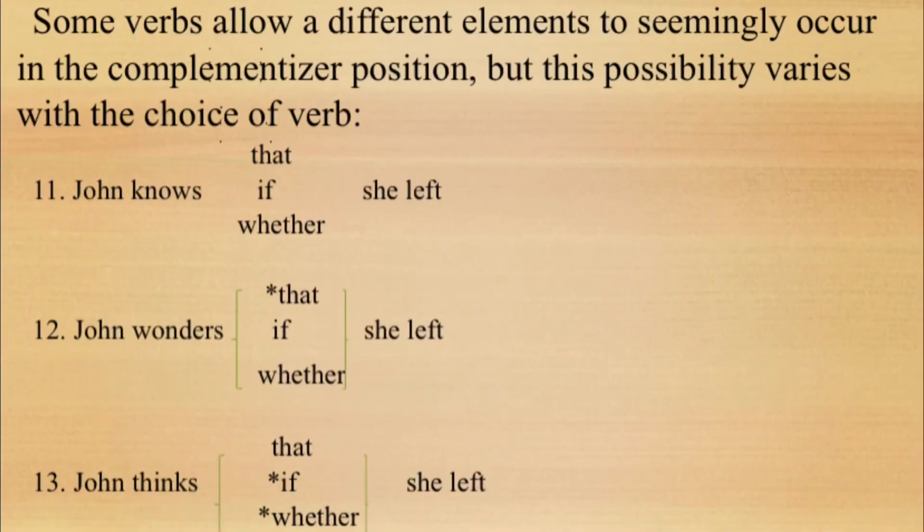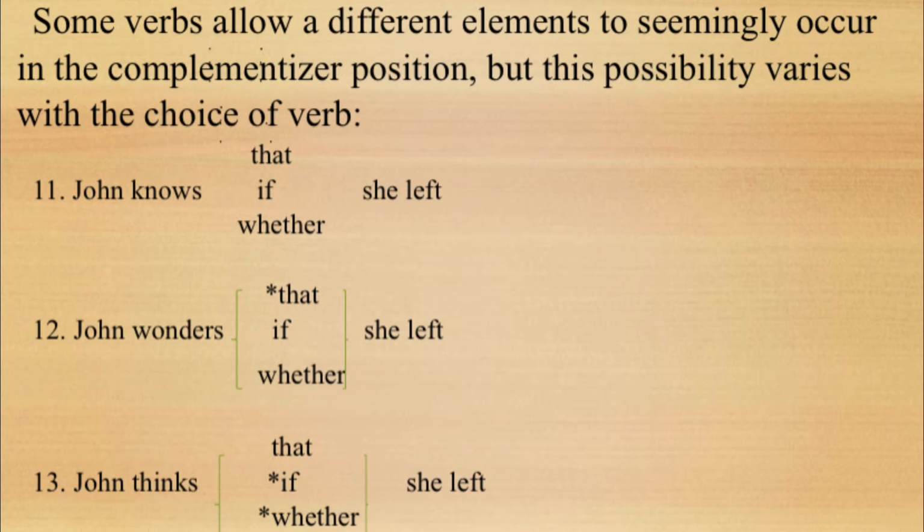Some verbs allow different elements to seemingly occur in the complementizer position, but this possibility varies with the choice of verb. We have here examples. John knows that she laughed. John knows if she laughed. John knows whether she laughed. John wonders that she laughed. John wonders if she laughed. John wonders whether she laughed. John thinks that she laughed. John thinks if she laughed. John thinks whether she laughed.